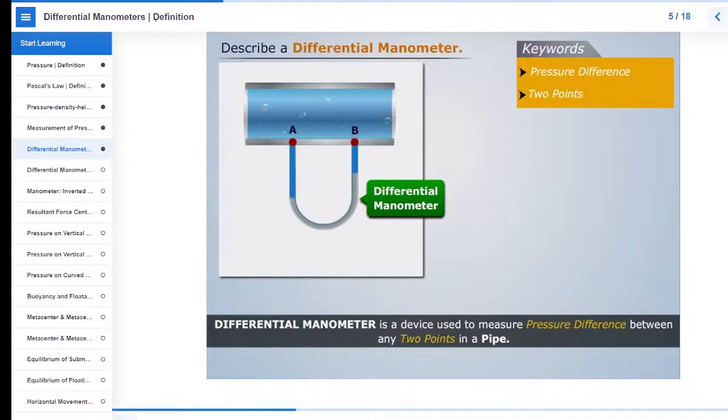The differential manometer is a U-shaped glass tube filled with a manometric fluid, say mercury. As the flow of water is from left to right direction, so the pressure at point A, say PA, will be higher as that at point B, say PB.